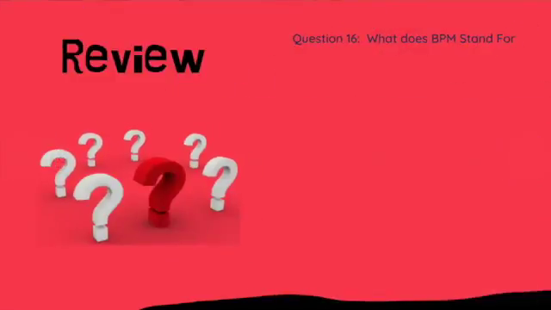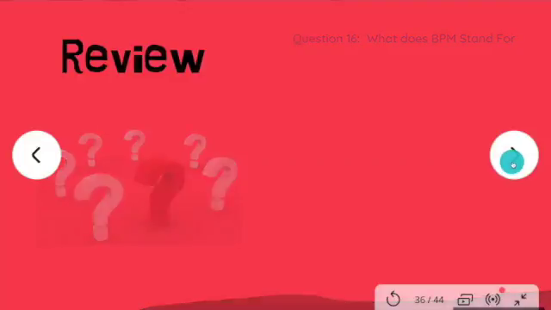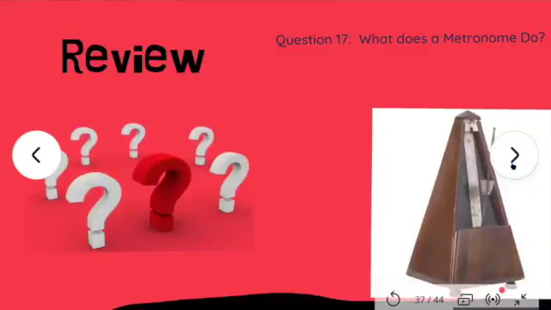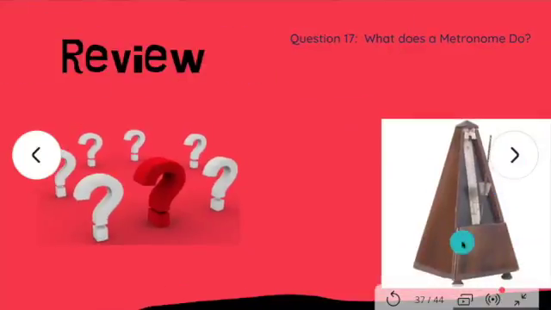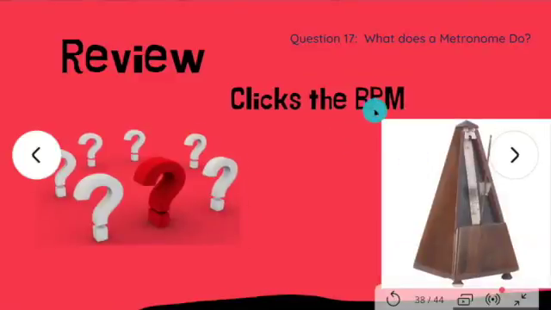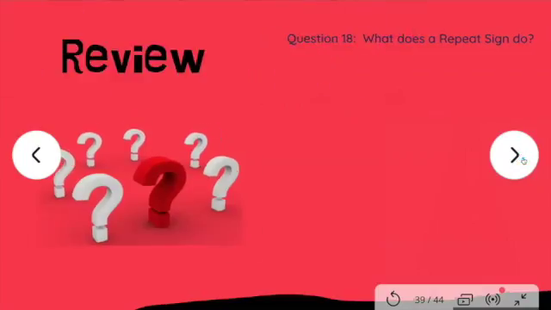What does BPM stand for? Well, that stands for beats per minute. What does a metronome do? Well, a metronome clicks the BPM. So if we need 80 beats per minute, we'll set the metronome for 80, and it will click 80 times in 1 minute. What does a repeat sign do?